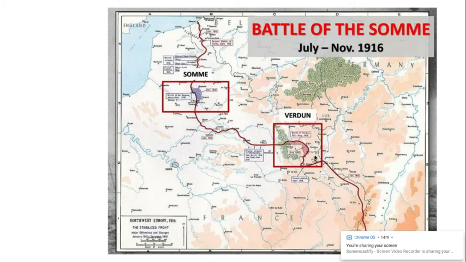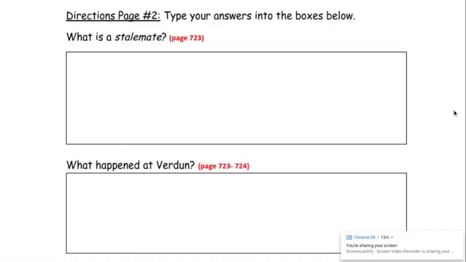The Battle of Verdun starts in February and doesn't end until December. It lasted almost an entire year in 1916. So that's pretty hard to imagine. The Battle of Somme, in order to try to draw some of the Germans from Verdun and help the French, the British attacked the Germans at Somme, and that battle lasted July to November, also quite long. Okay, so let's move on.